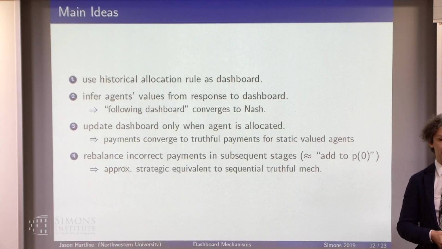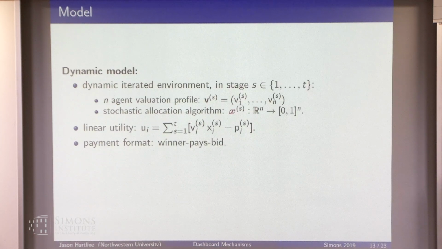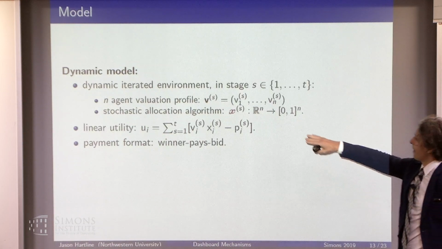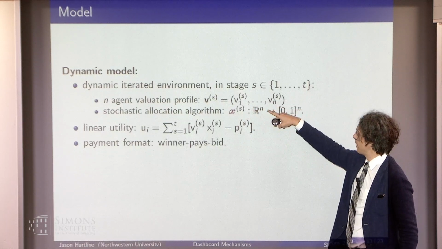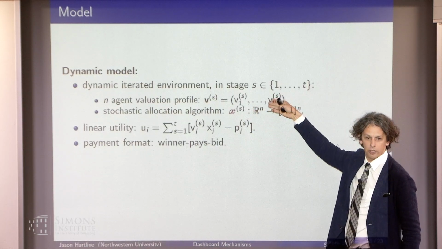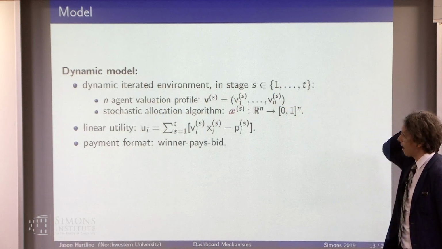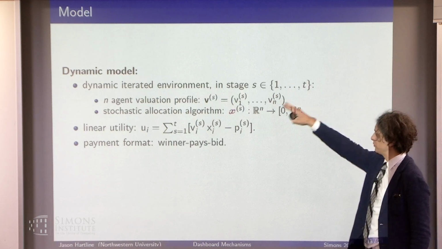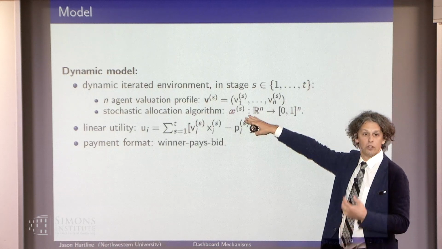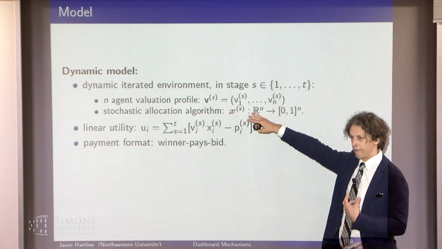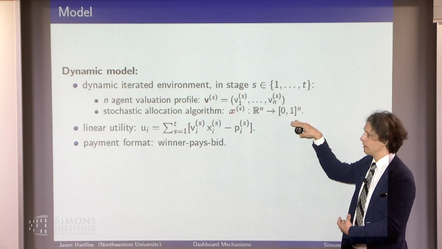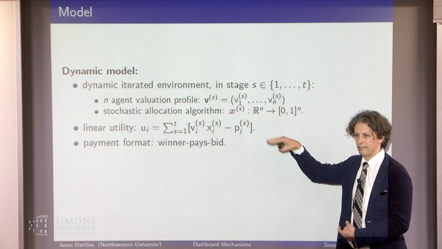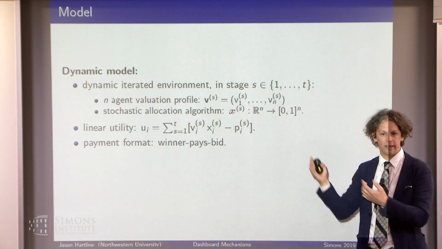Cool, you guys have been demanding definitions. So here's my dynamic model. I have stages 1 through T. I'll have valuation profiles that could be different in every stage. So V sub i super s is player i's value in stage s. Okay? I have a stochastic allocation algorithm which is going to map, this is from the engineers, the profile of values to probabilities of winning. Okay? Inside this is the user's choice, which is why it's probably stochastic.